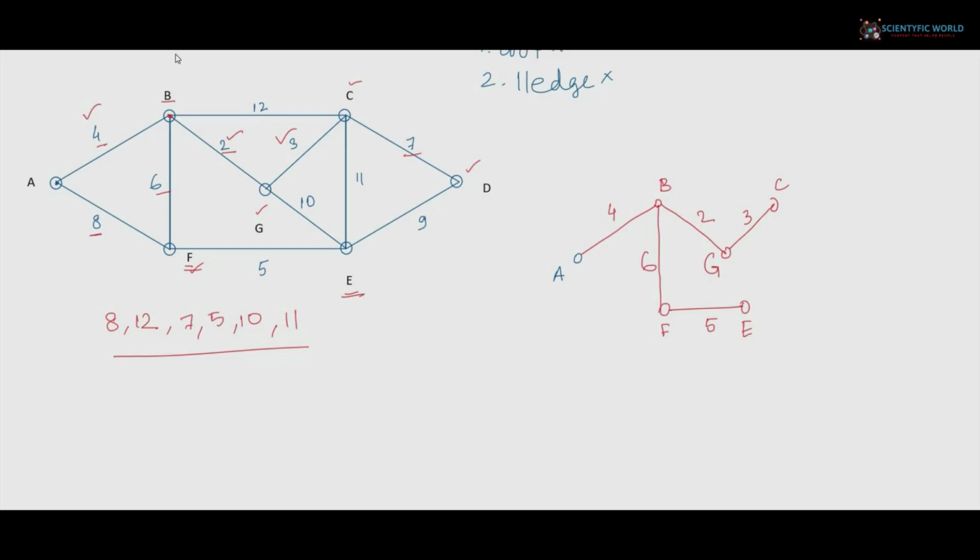Now we have reached the vertex E. So from E we have two edges. One has weight 9, one has weight 11. So first we will remove 5 and we will write 9. So between 8, 7, 9, 12, 10 and 11, the minimum weight is 7. So we will choose this edge. That means this one.